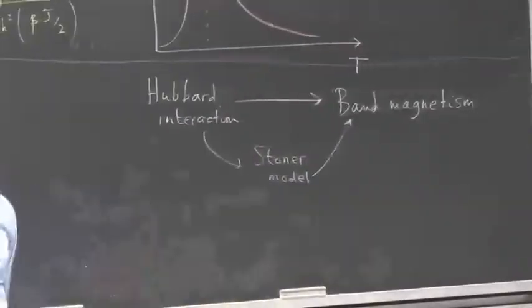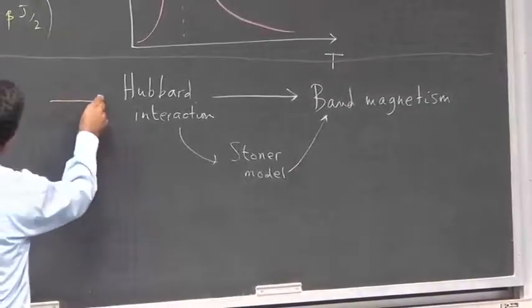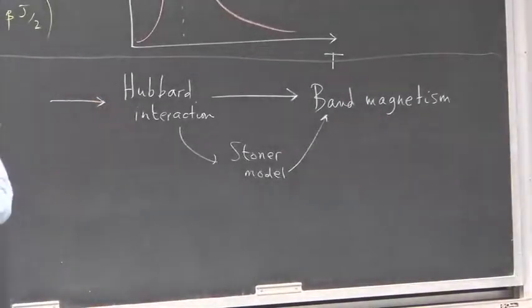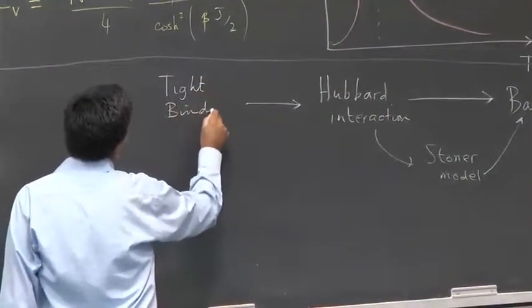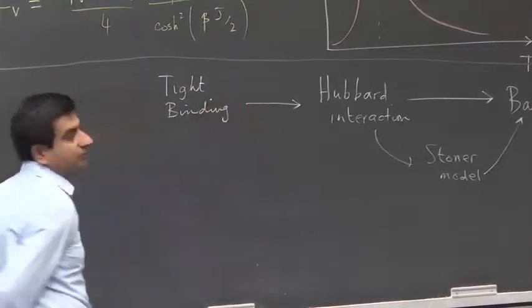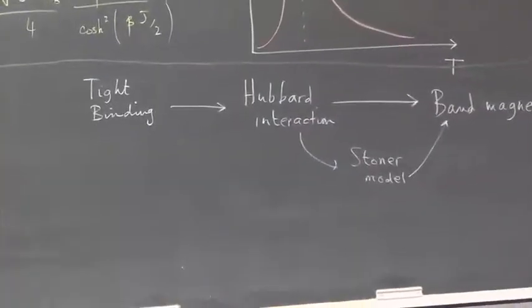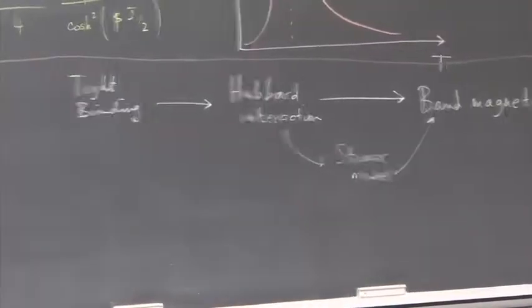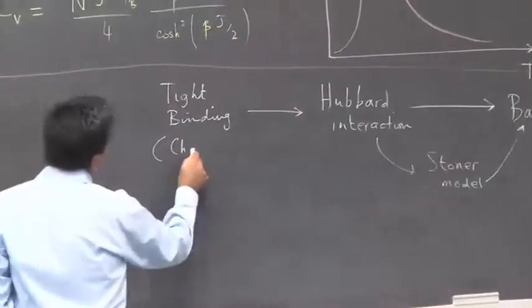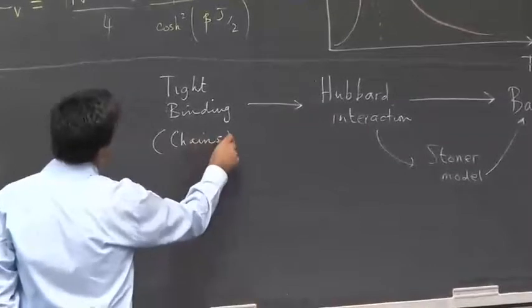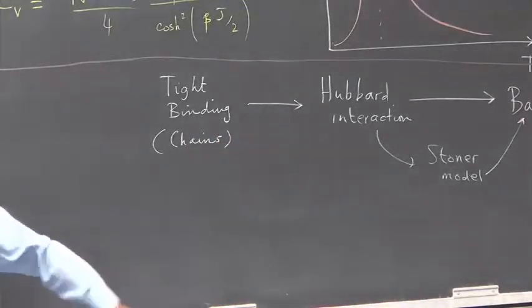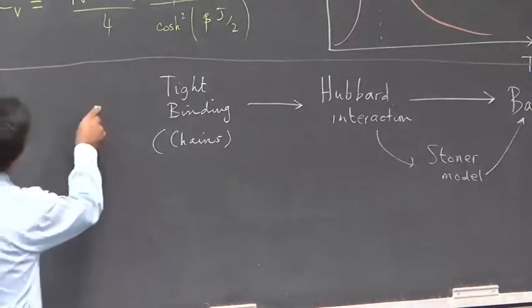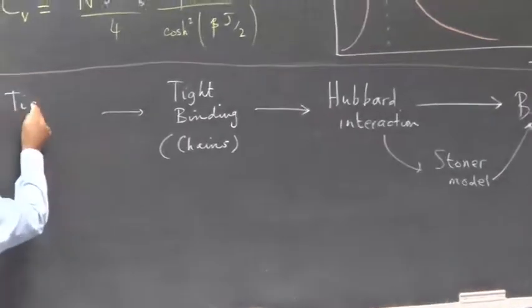But in order to talk about the Hubbard interaction, I have to talk about the tight binding model, the tight binding Hamiltonian. So I will have to talk about the tight binding Hamiltonian in chains of atoms in 1D lattices. But it's easier to start talking about tight binding inside a molecule.